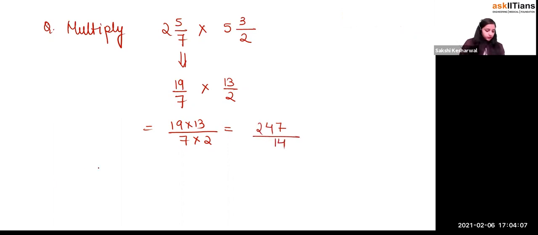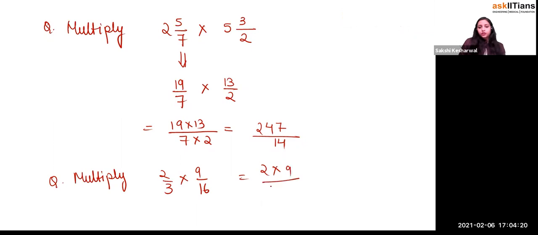The next way is of like multiplying. If I say to multiply 2 by 3 into 9 by 16, right? So this can be multiplied like this, 2 into 9 upon 3 by 16.